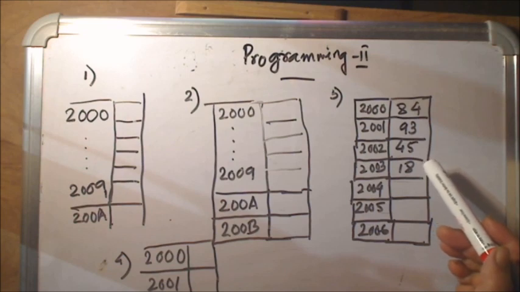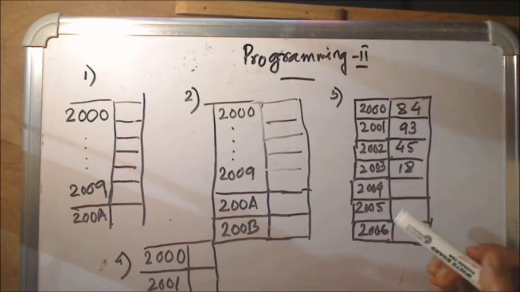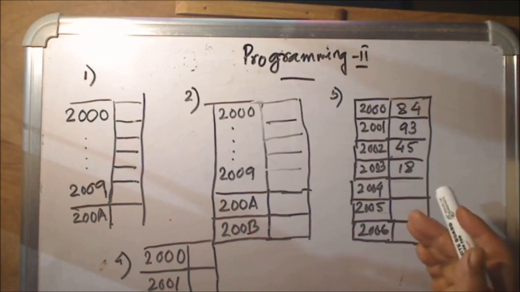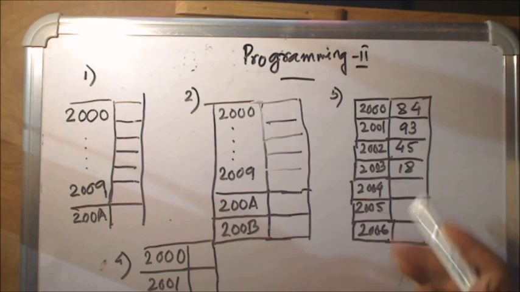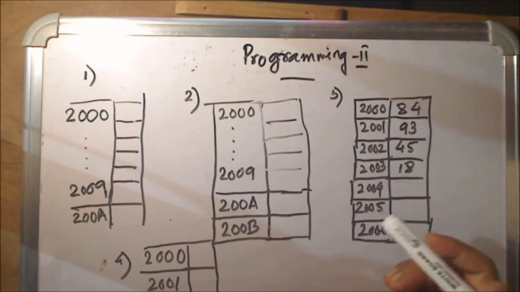Now adding 16-bit numbers is easy. What you have to do is add the lower bytes, and then add the higher bytes along with the carry that is generated from the lower byte addition. That is just adding two normal 16-bit numbers.